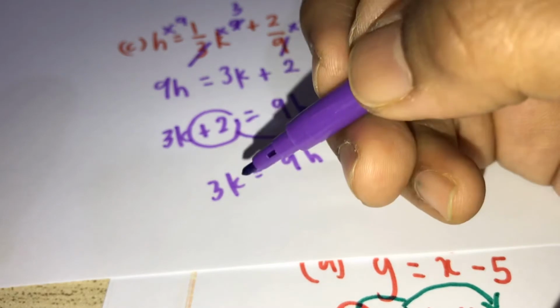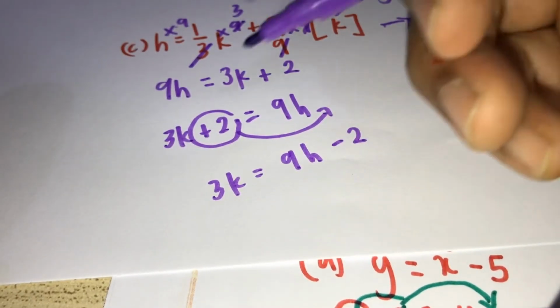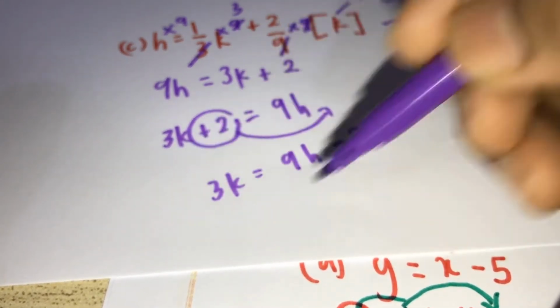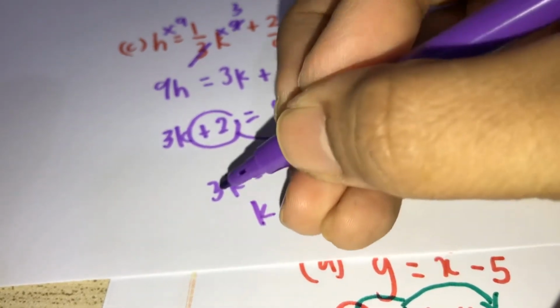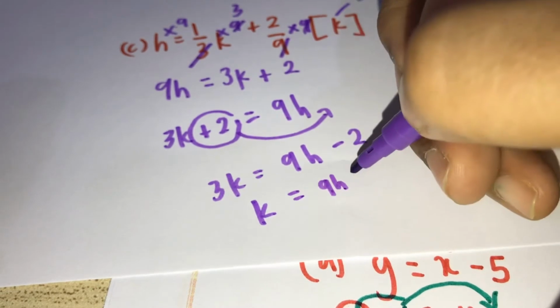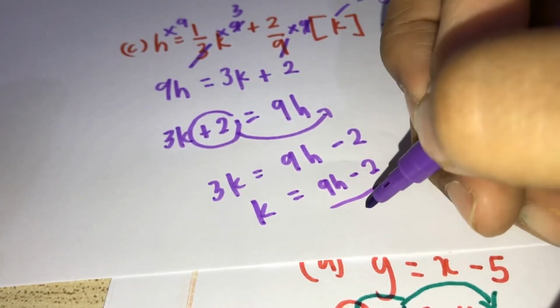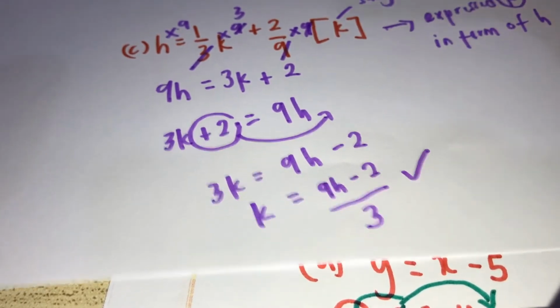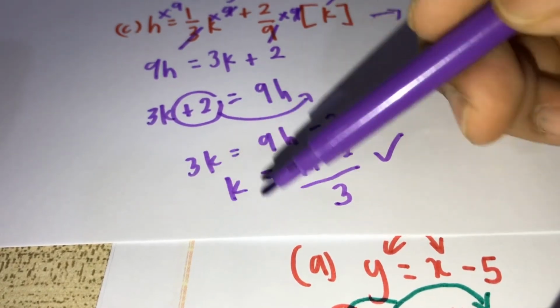Now k must be alone, because the coefficient of the subject must equal 1. So here 3 is times k, so move to the right and it becomes divide. So 9h minus 2 over 3. Okay, finish. This means k is the subject formula.